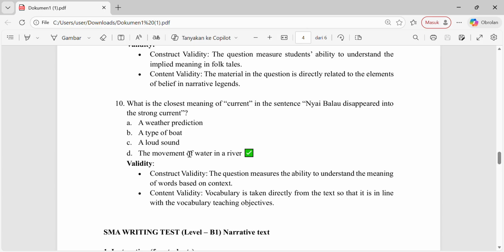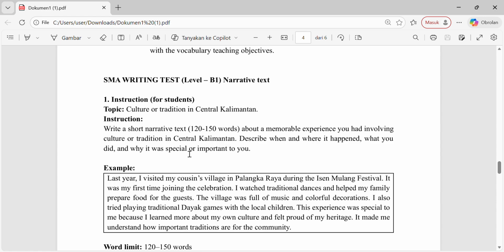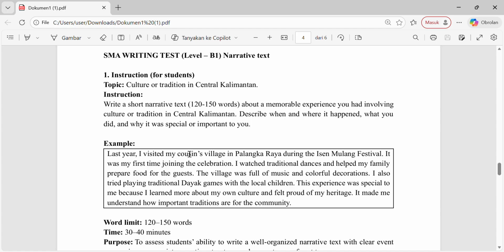So the next section will be guided by my friend Kartika. Okay, let me explain this part. This reading test is designed for a B1 level narrative text. The topic is about culture or tradition in Central Kalimantan, and students are asked to write a short personal story, and they need to explain when and where the experience happened, what they did, and what was meaningful to them. You can see the example here.